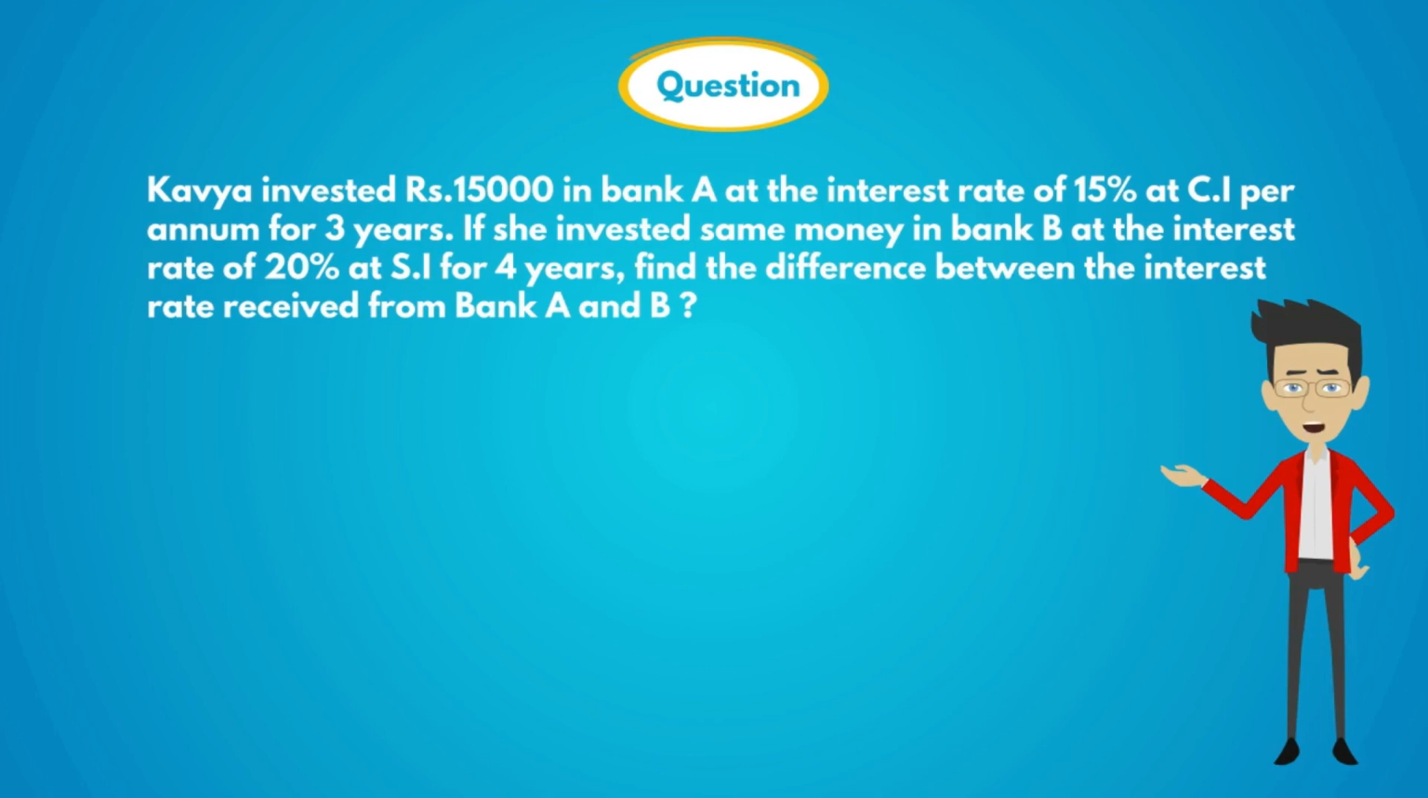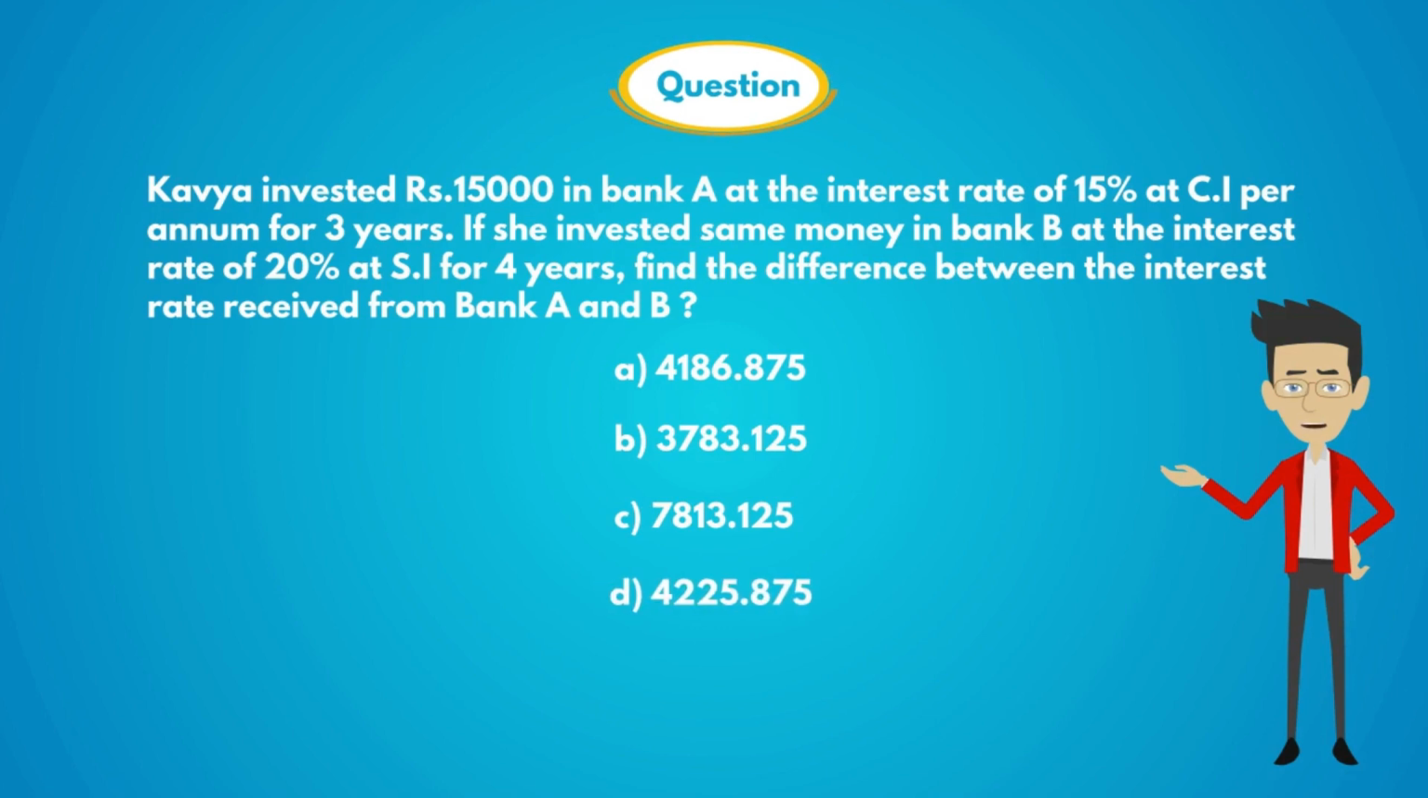Options are: Option A, 4,186.875. Option B, 3,783.125. Option C, 7,813.125. Option D, 4,225.875. And Option E, 4,126.875.